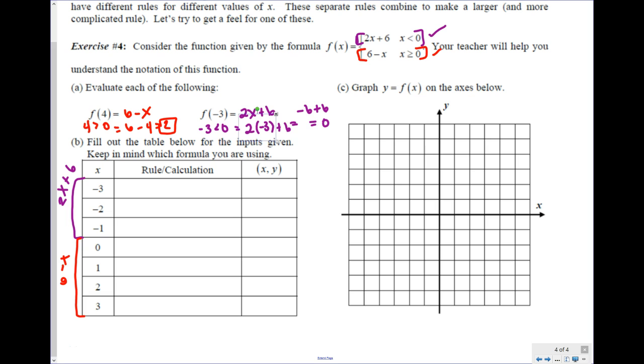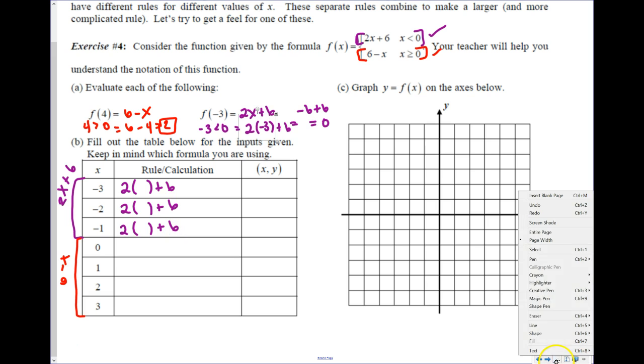Okay? So two different equations depending on the value of my input. Now let's fill out the rest of the table. I'm going to do myself a favor here, and just like I did the other ones, I'm going to write out the equation. So 2 blank plus 6, because I'm replacing the x. I know that all three of these use that equation, the 2x plus 6, but I know the x is going to be gone, so I'm putting parentheses like I did before.